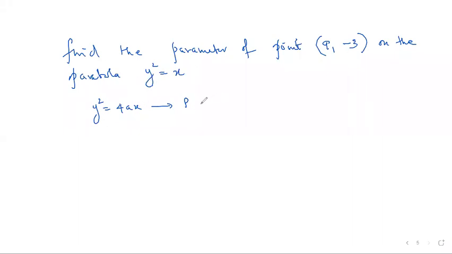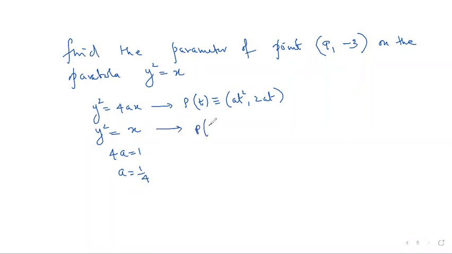This can be compared with y square equal to 4x. Pt is (at square, 2at). Here the parabola is y square equal to x, so 4a is 1, so a is 1 by 4. So the coordinates of Pt will be (1 by 4 into t square, 2 into 1 by 4 into t), which I can write as (t square by 4, t by 2). And this is given to be (9, minus 3).